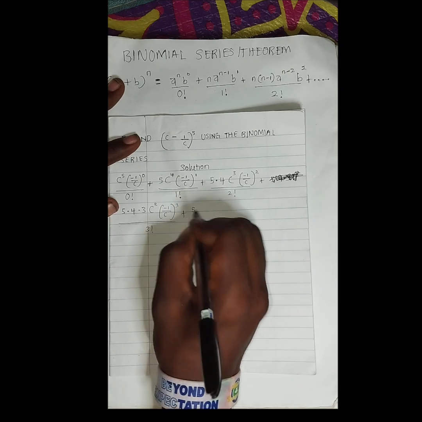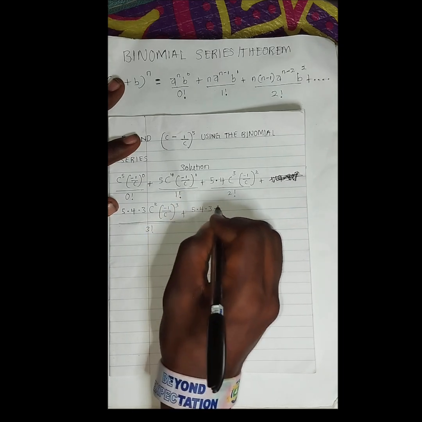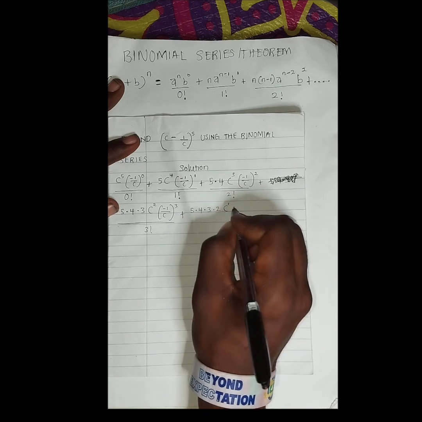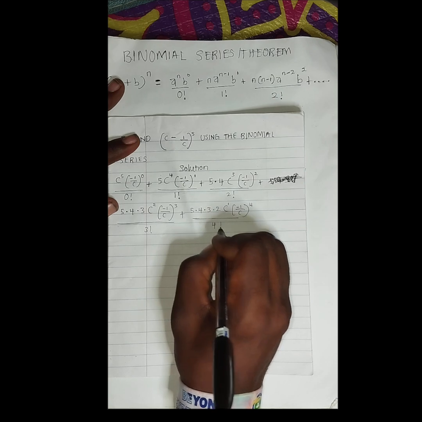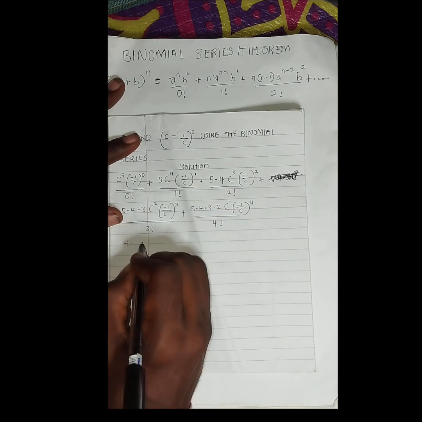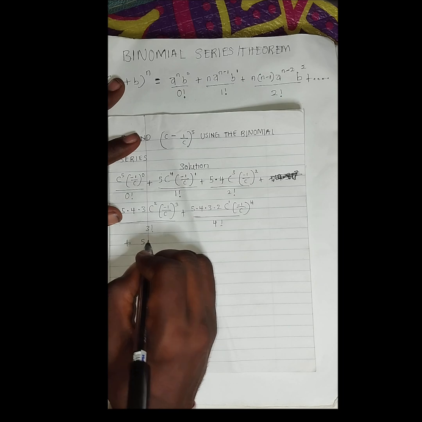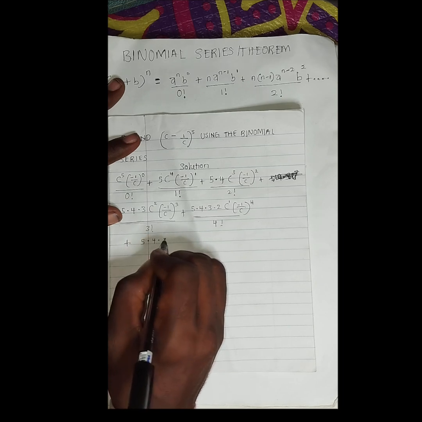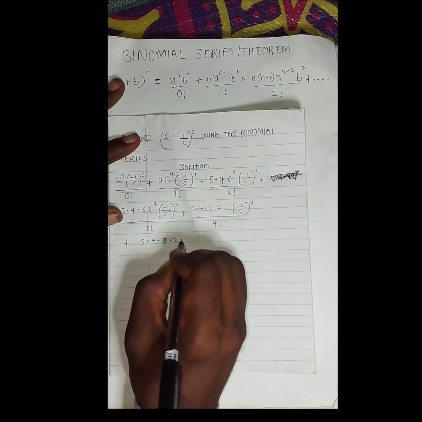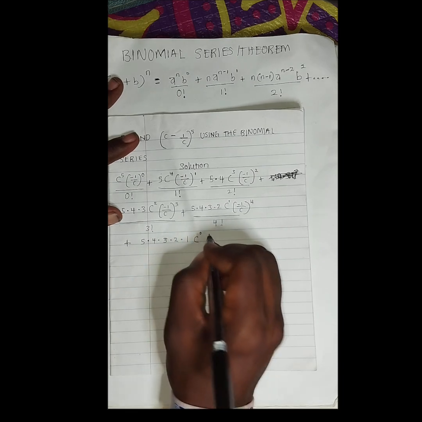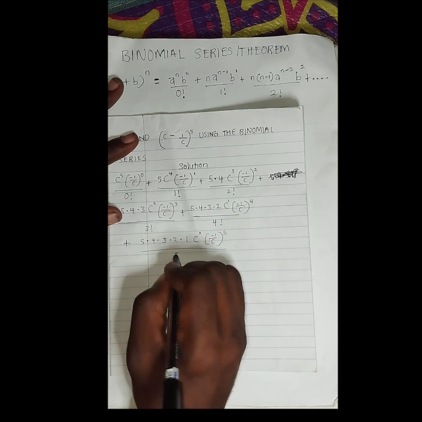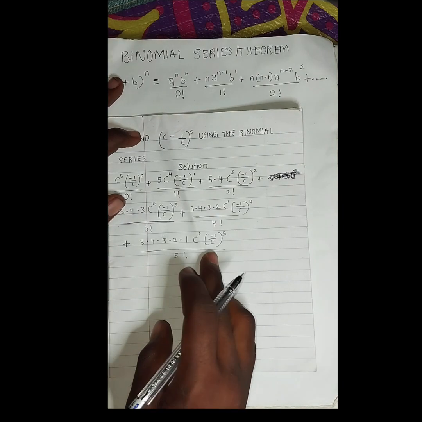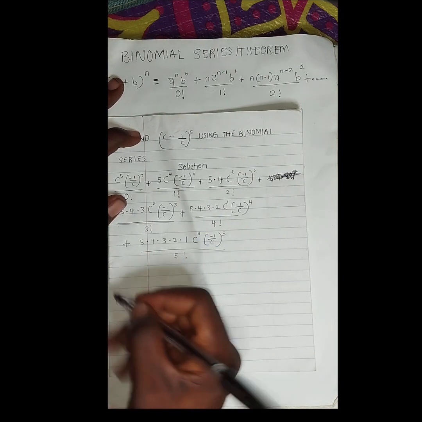Okay, 5 times 4 times 3 times 2, c raised to the power of 1, minus 1 over c raised to the power of 4 over 4 factorial. And finally, plus 5 times 4 times 3 times 2 times 1, c raised to the power of 0, minus 1 over c raised to the power of 5 over 5 factorial. We are almost done. Looking easy, right? Yes, that is binomial expansion for you.